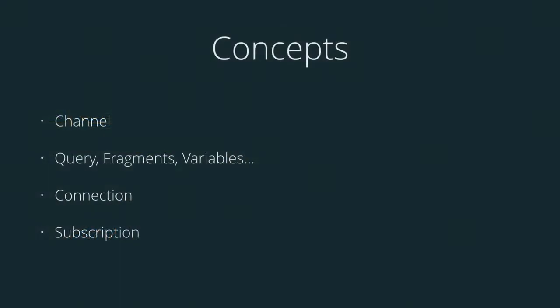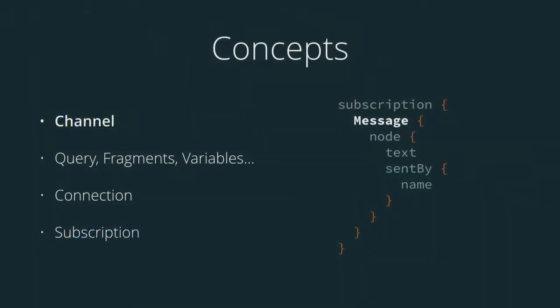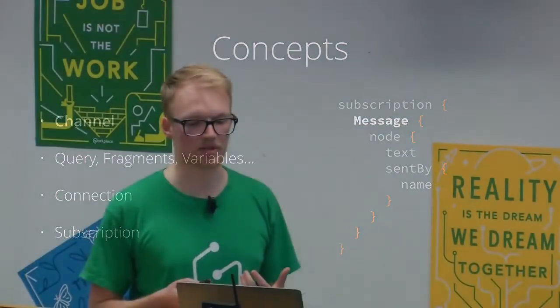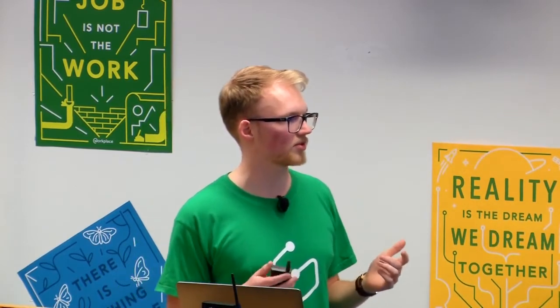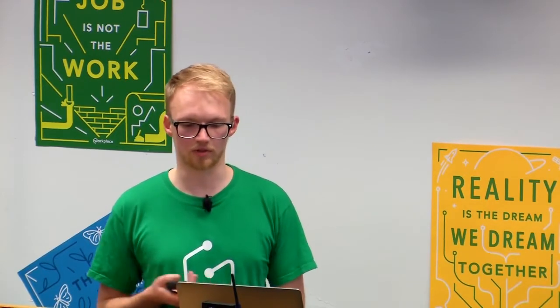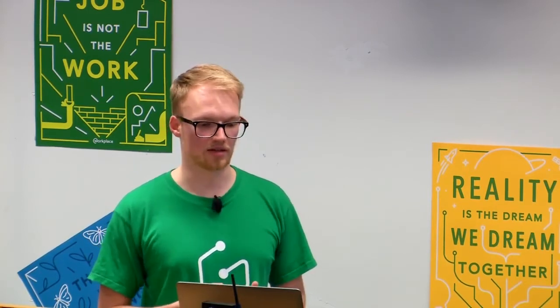I've called them channels here, but maybe there's a better term evolving. What I mean by channel is, if you look at a GraphQL subscription query, what I've highlighted here called a message, this is my channel. As soon as something happens about the event message, I want to get an update. What I've raised here with queries, fragments, and variables is that all of the known concepts behind GraphQL queries and GraphQL mutations, you can reuse in subscriptions, which makes it really intuitive and easy to work with.